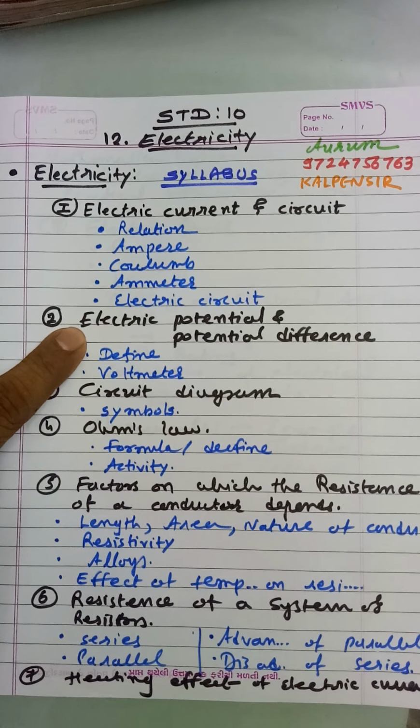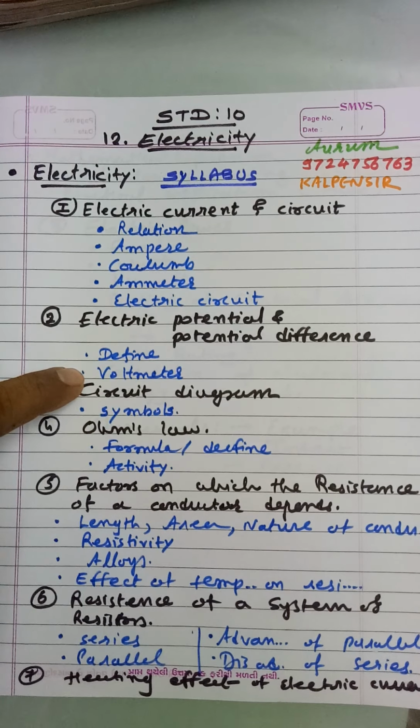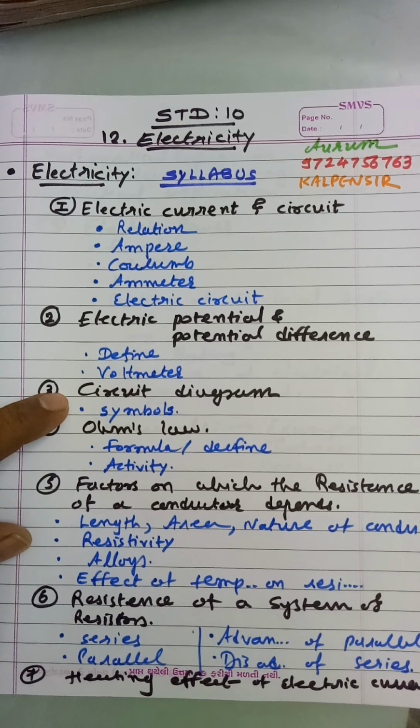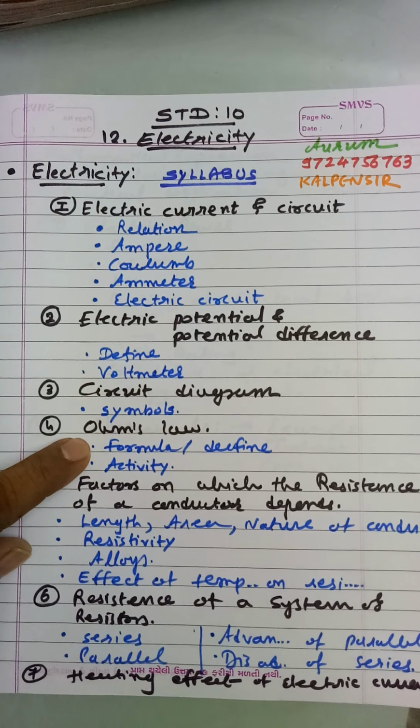In the second point, electric potential and potential difference, first we will study the definition and then the voltmeter. Number 3 is the circuit diagram, where we will study symbols. In the fourth point, Ohm's law, formula or definition, how to derive Ohm's formula, and then we will study the activity.